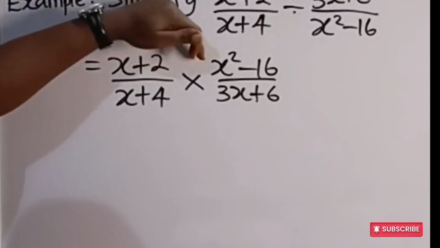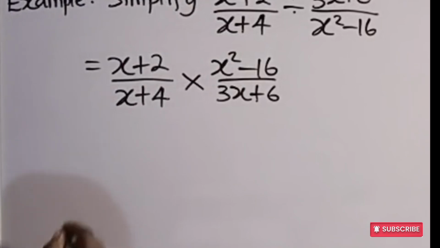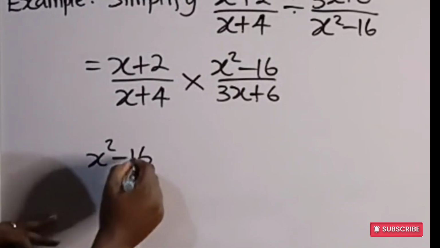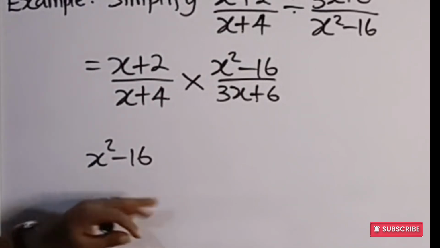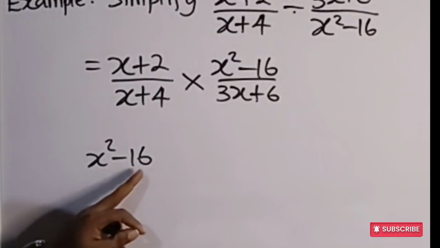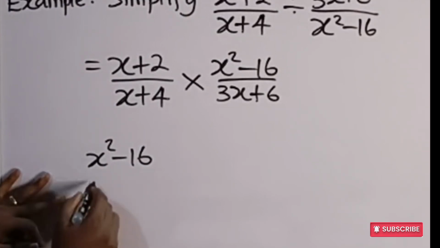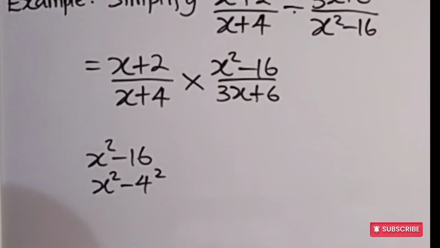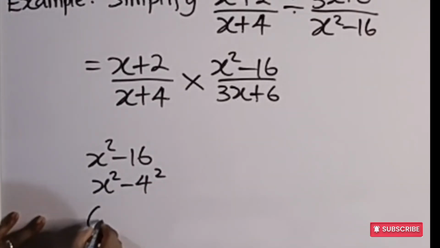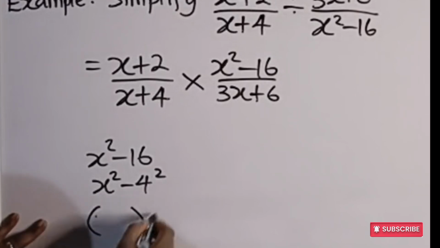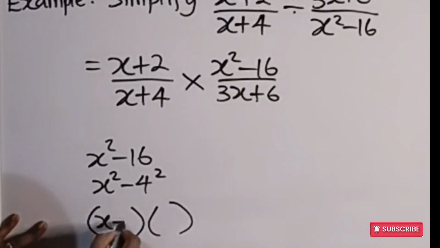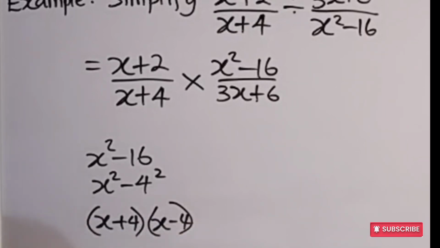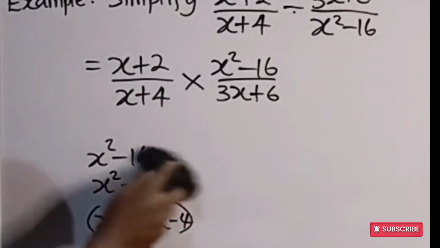Okay, so x squared minus 16. We can apply difference of two squares because here is a squared value and 16 can be converted to a squared value. So x squared minus 4 squared. Once you have a difference of squares, all you need to do is open two brackets to have x plus 4 into x minus 4. So we have factorized this to become this, okay? So let's fix that in.